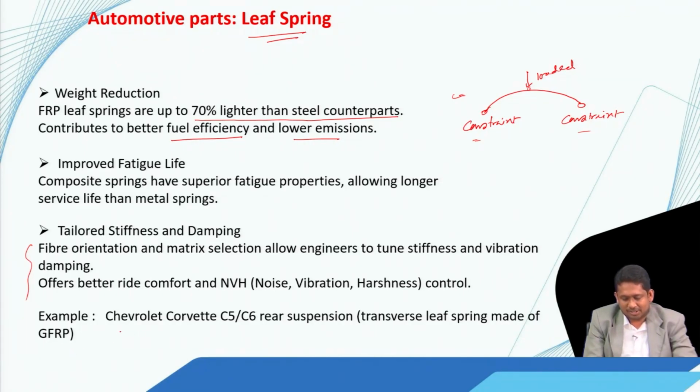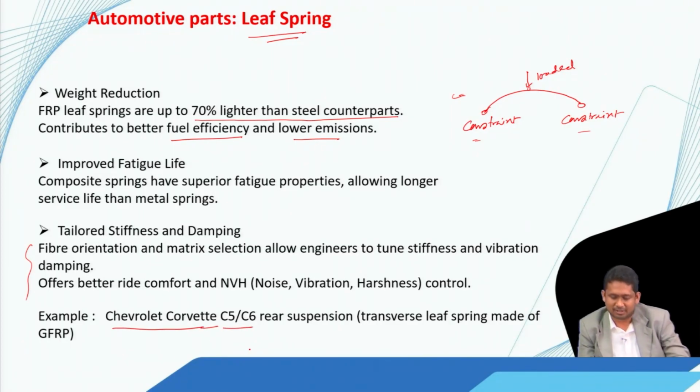Some of the examples are the Chevrolet Corvette C5 C6, which is a sports car in the USA. That has a transverse leaf spring made of GFRP.